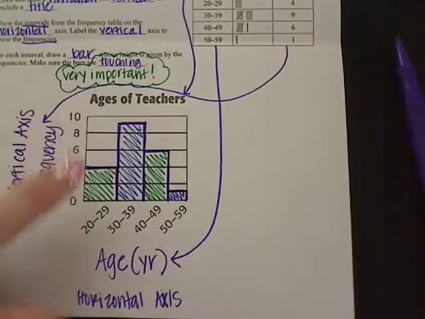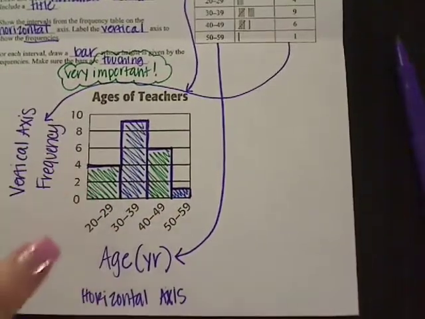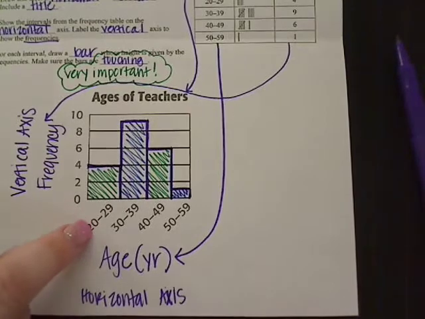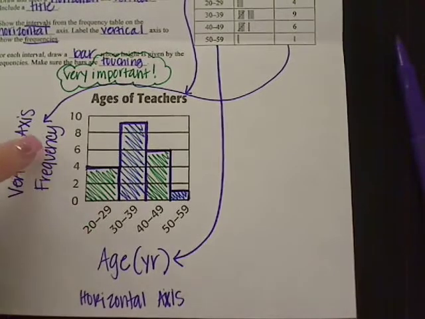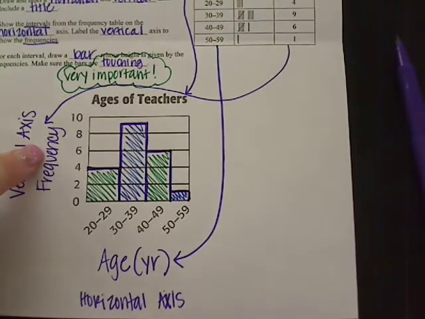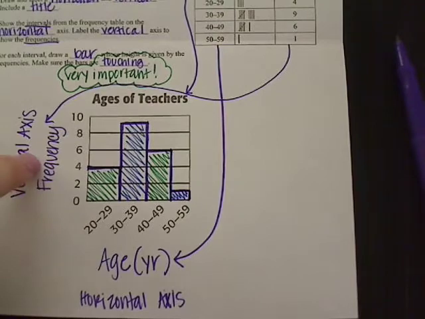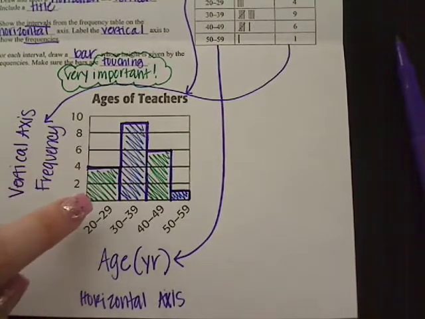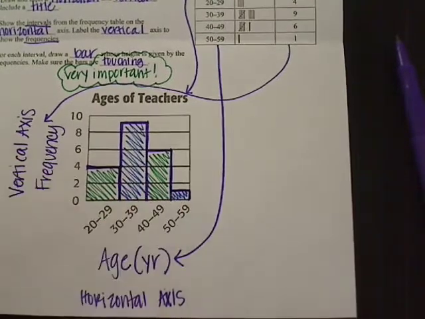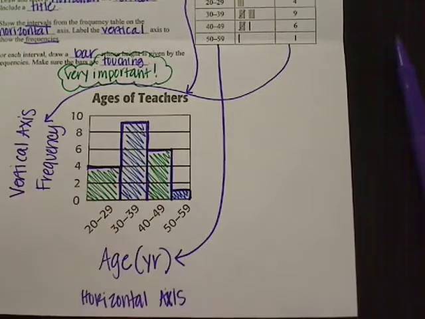Remember, that's very important that you make sure the bars touch. Remember, when you're graphing, your intervals go on the horizontal axis, and the frequency, or how many times that occurs in each interval, goes on the vertical axis. Okay, so the bars have to be touching. You have to have intervals. That's what makes it a histogram.